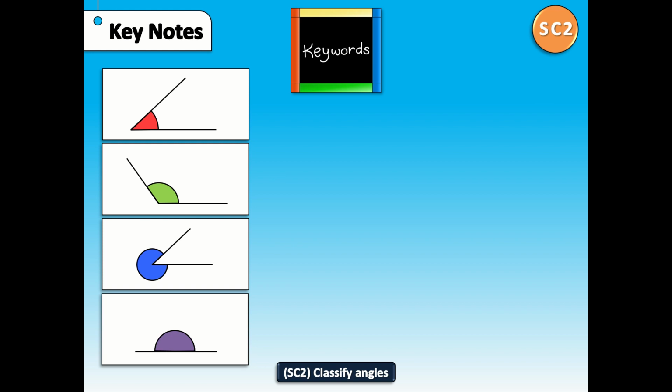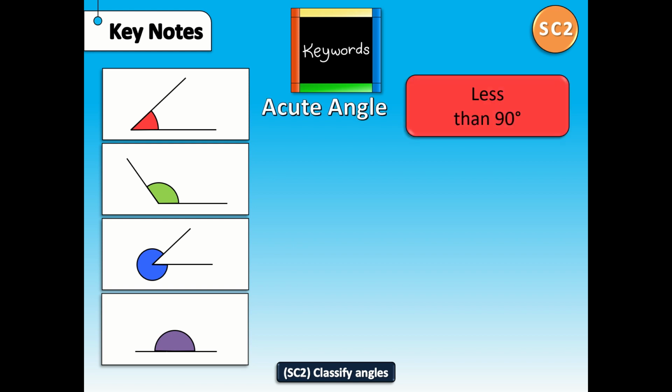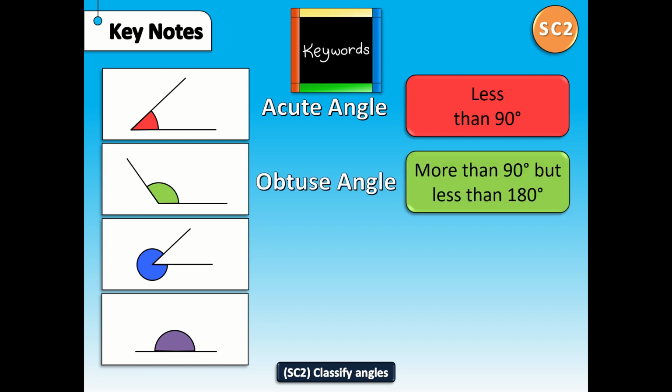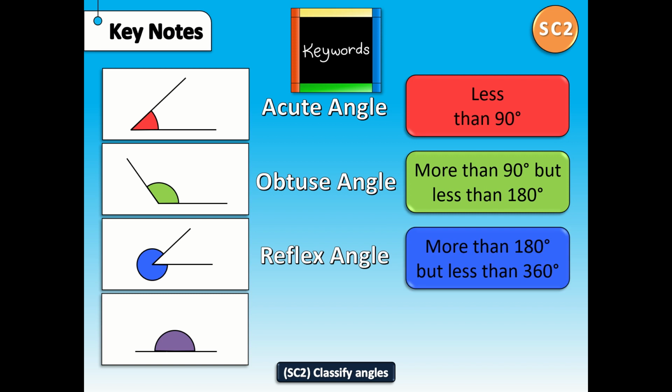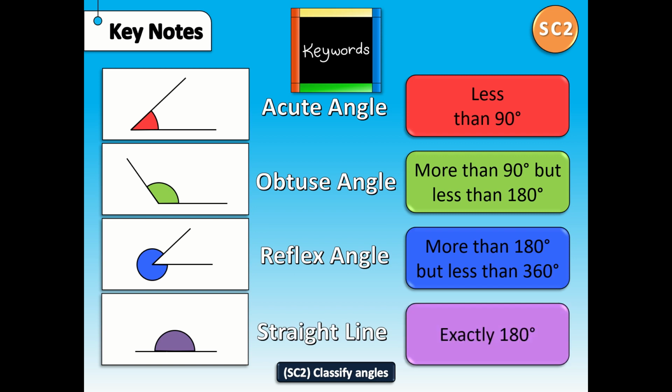The other angles that you need to know about are an acute angle, which is less than 90 degrees, an obtuse angle, which is more than 90 degrees but less than 180 degrees, a reflex angle, which is more than 180 degrees but less than 360 degrees, and a straight line. And straight lines are always exactly 180 degrees.